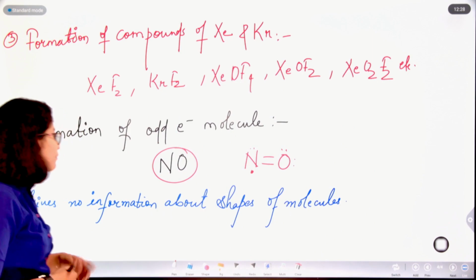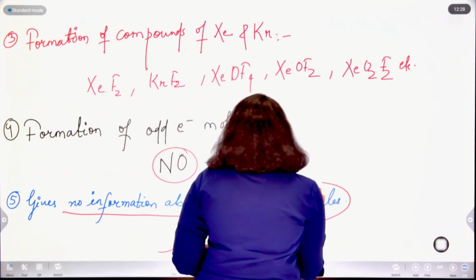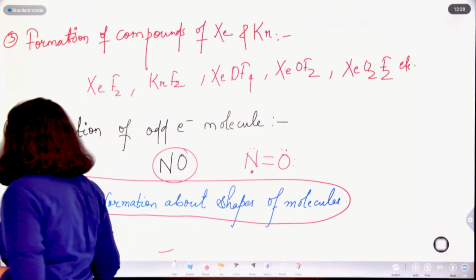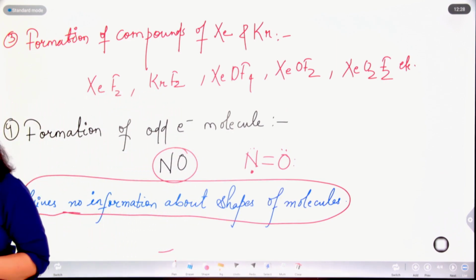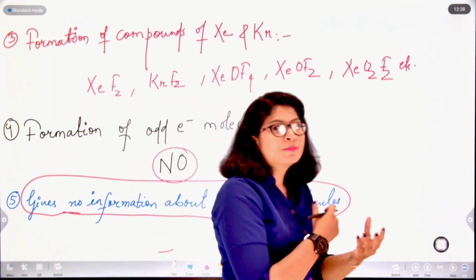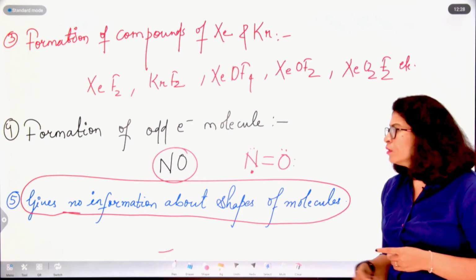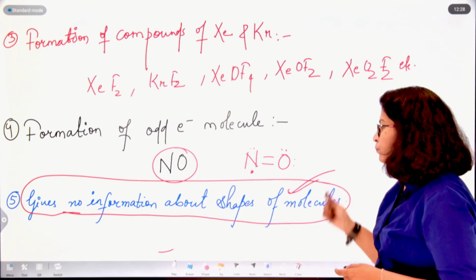Lastly, it gives no information about the shapes of the molecules. It just gives information about the structures, like how it is bonded, how the lone pairs are present, and how the corner atoms are present around the central atom, but it does not give any information about the shape of the molecules.